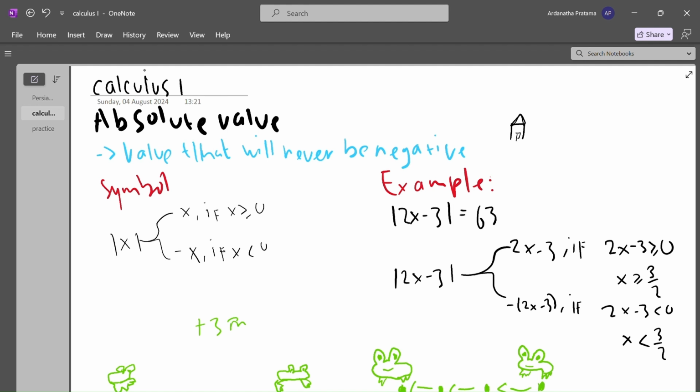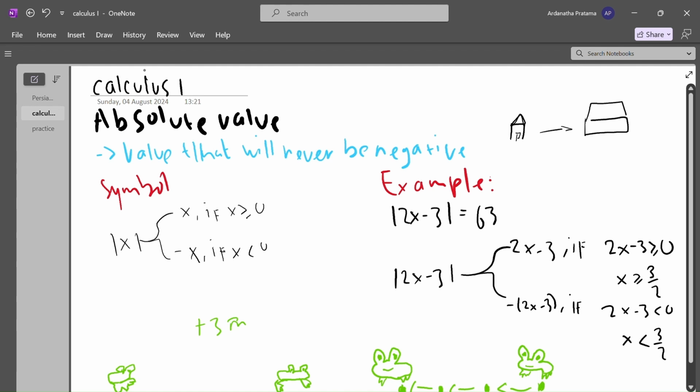Let's say you go to the police office, like here. The distance is 10 meters, so you have to move 10 meters from your house. And if you go back again to your house, you have to go 10 meters again. So you will travel 20 meters in total. The result will be positive, always positive.